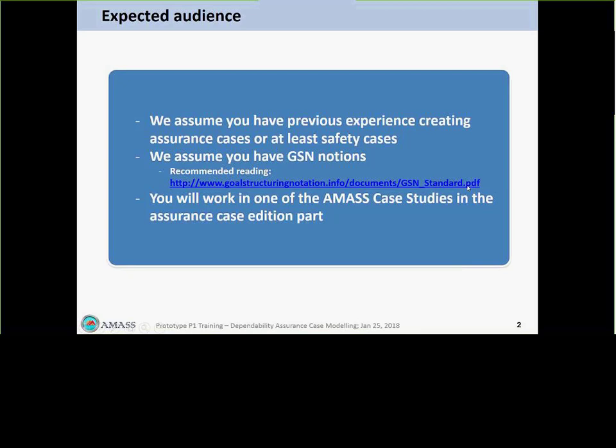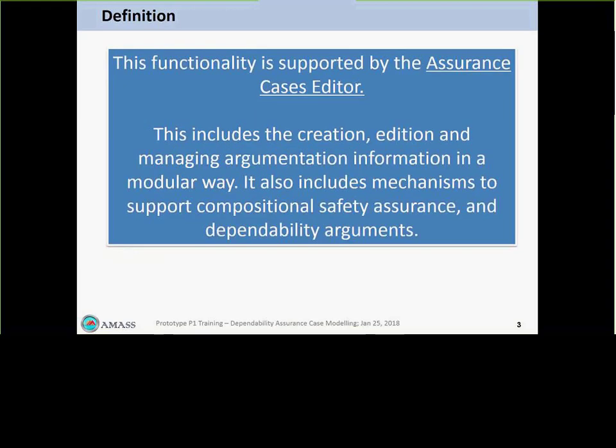If you don't know, I really recommend reading this document by the GSN community, which explains in depth how to use it. And the other thing is, I'm assuming that you work on assurance cases on the different case studies in the project. All this functionality is included in the assurance case editor. If you don't know where to find it, just go to the assurance case editor. Somewhere you will find all this functionality I'm explaining. I will show it at the same time.